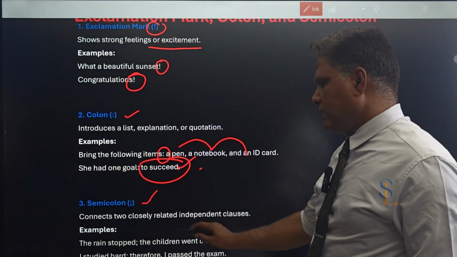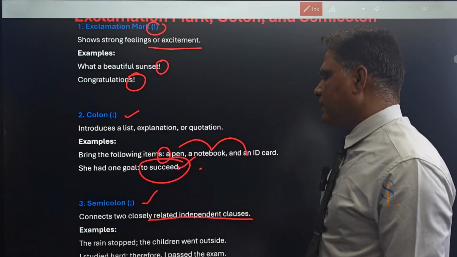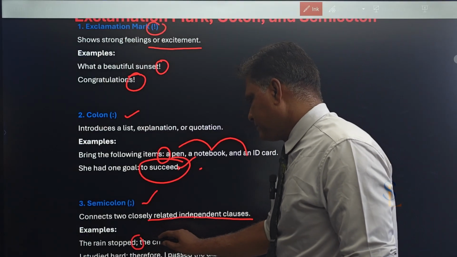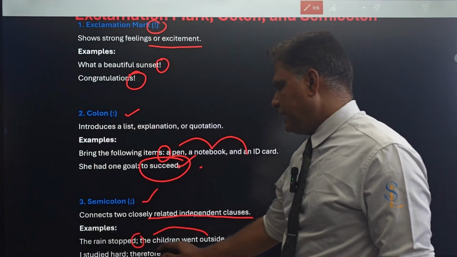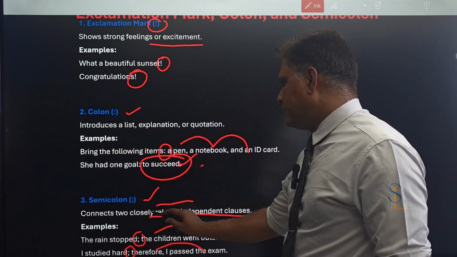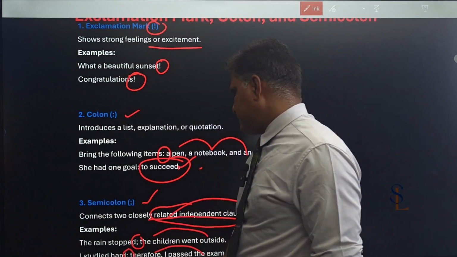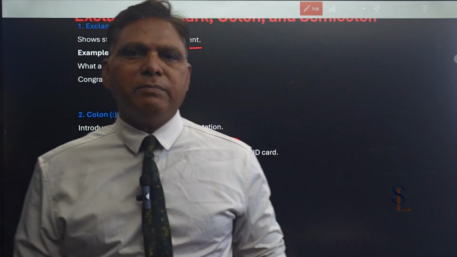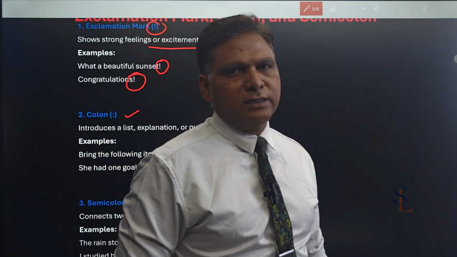And the semicolon connects two closely related independent clauses. The rain stopped; the children went outside. I studied hard; therefore, I passed the exam. Related independent clauses. So they are independent but they are related to each other.